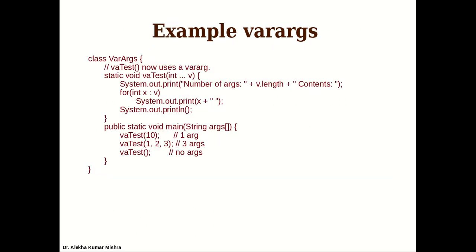Here is an example. You can see the same code, modified a little bit. Now there is no more blank square bracket here, it is int triple dot v. So this indicates that we can take an array of integer type, of any length, maybe 0 length, maybe 1 length. Either we can pass an array of a variable size, or we can pass directly a 10, which is automatically converted into an array and stored in the variable v. So first is one argument, the 10, second is 1 2 3, three arguments, and the last one is nothing, 0 arguments. Let us run it and see.